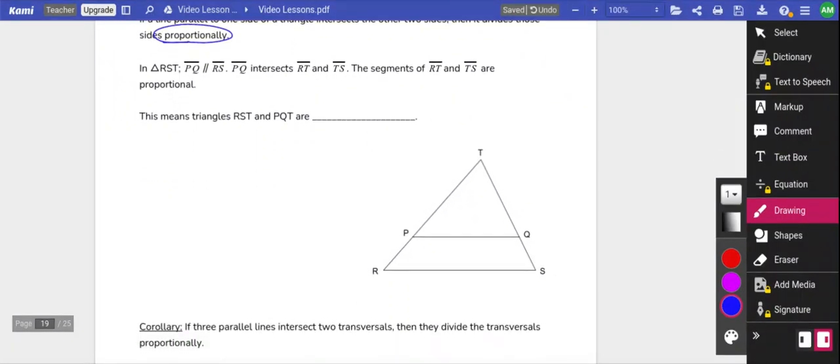In triangle RST, PQ is parallel to RS. PQ intersects RT and TS, and the segments RT and TS are proportional. This makes triangles RST and PQT similar.